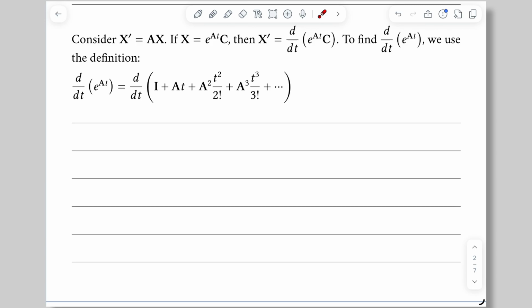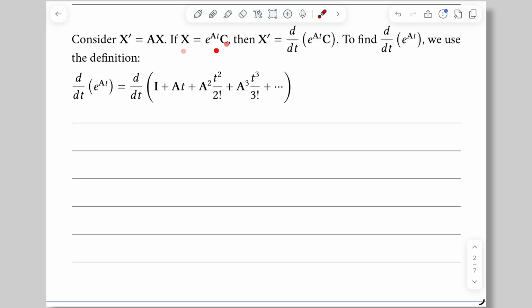Now we'll tie in the matrix exponential to solving systems of differential equations. Suppose our system is x prime equals Ax. I'm going to propose a form of solution. x is equal to e to the At times c, where e to the At is the matrix exponential, and c is a column vector of constants.